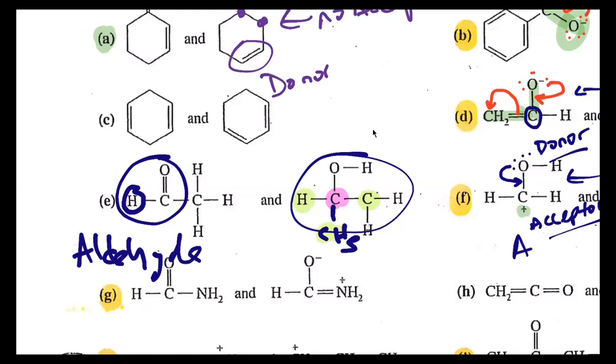Wait, so we're trying to figure out if it's primary or secondary. You look at the carbon where the OH group is and see how many carbons are attached to it. Oh, okay.